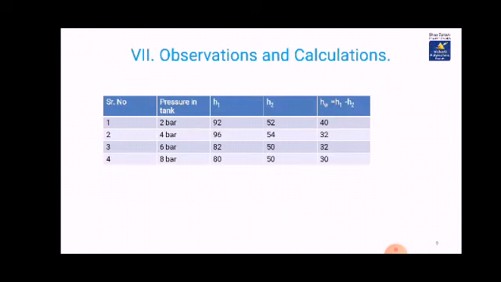Now we will see the observations and calculations. First column is serial number, second is pressure in tank, given in bar. Third column is H1, that is manometric height in the left limb. H2 is manometric height in the right limb. Now HW is the difference between the two, H1 minus H2. These readings were written from the performance of the practical. Now let's start how to perform the practical.